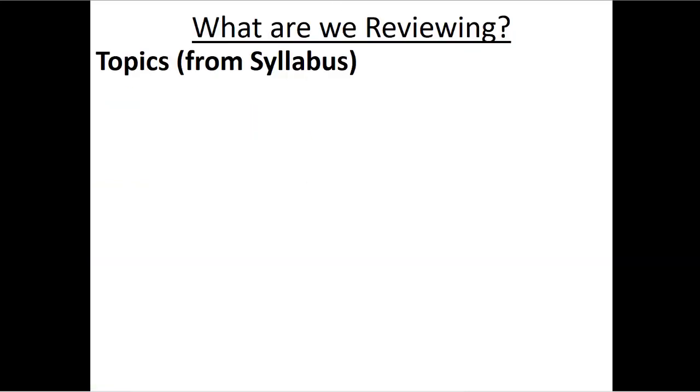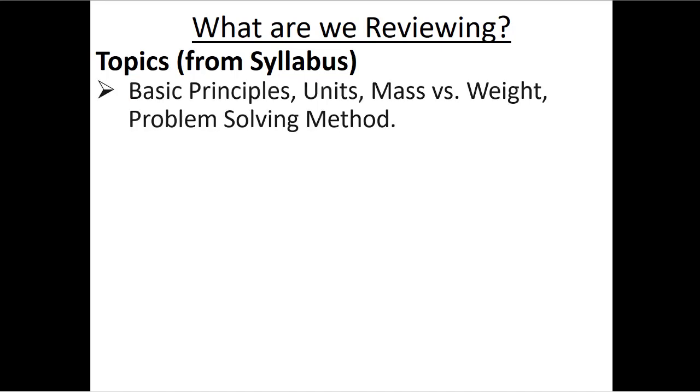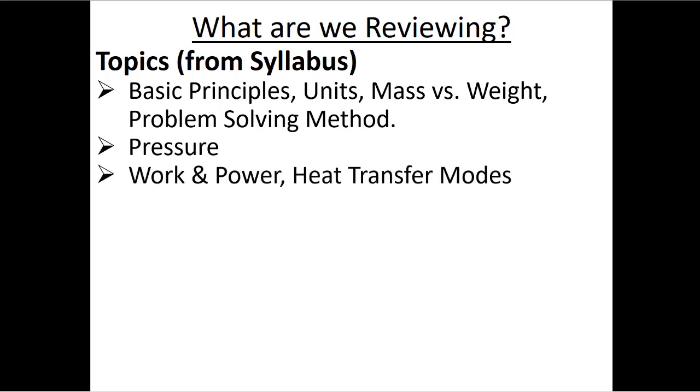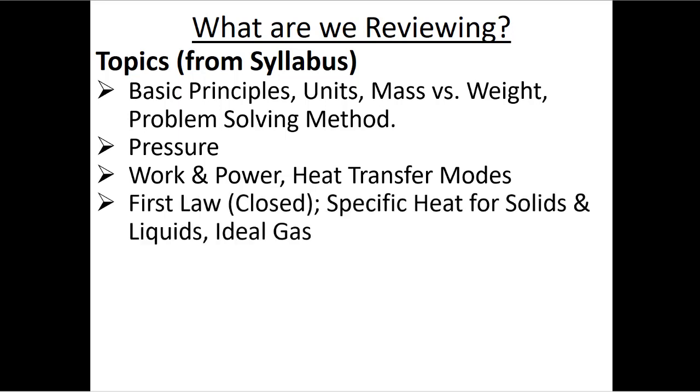So what are the topics that we want to review for the exam? First, we learned about basic principles, units, the difference between mass and weight, and how those units can be difficult in imperial systems, problem-solving methods for engineering classes. We learned about pressure and the different kinds of units for pressure. We learned about work and power in different heat transfer modes. We learned about the first law for closed systems.